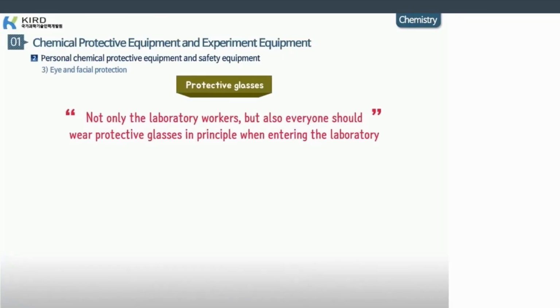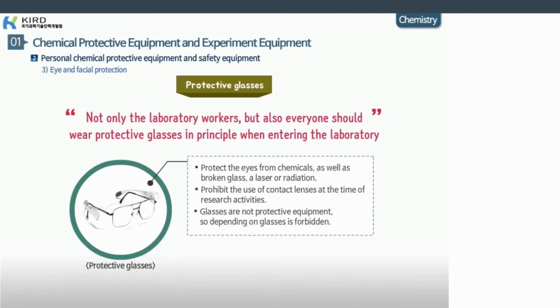Not only lavatory workers but also everyone should wear protective glasses in principle when entering the lavatory. Protective glasses protect the eyes from chemicals as well as broken glass, laser or radiation. Prohibit the use of contact lenses at the time of research activities. Glasses are not protective equipment, so depending on glasses is forbidden.